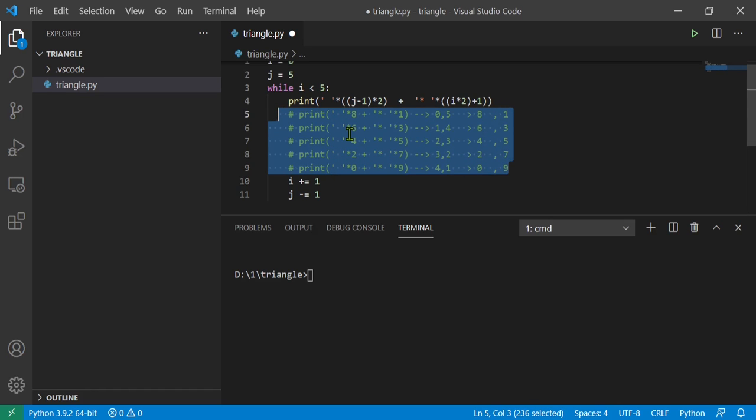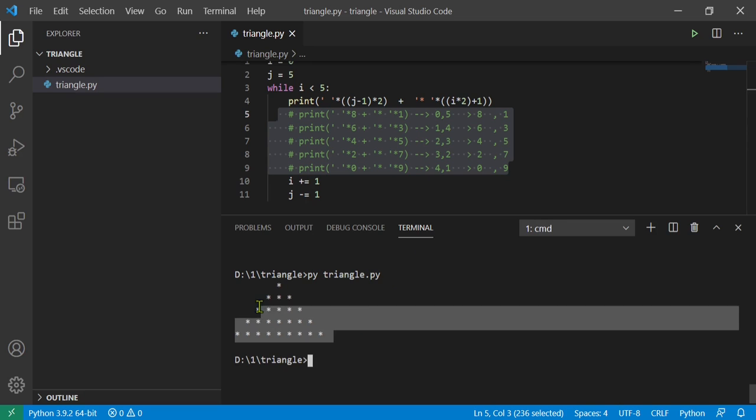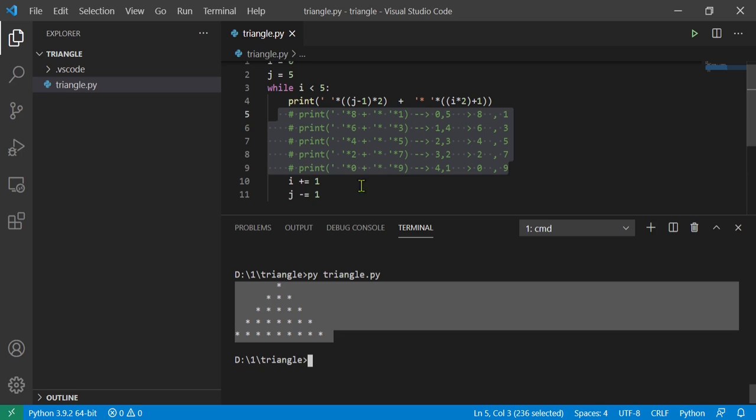So comment these lines and run the py triangle.py file. This is our expected output.